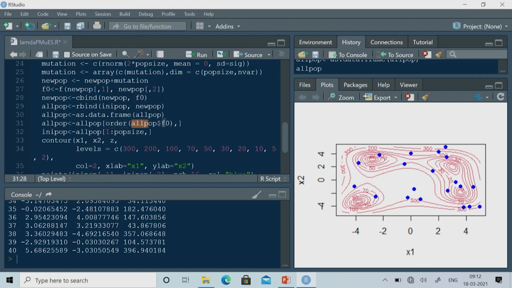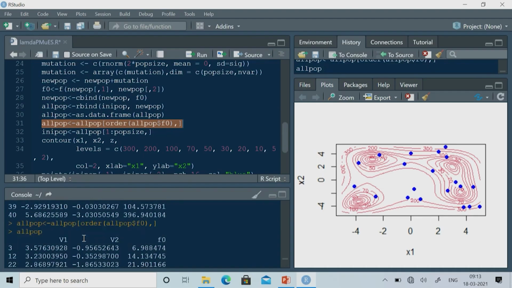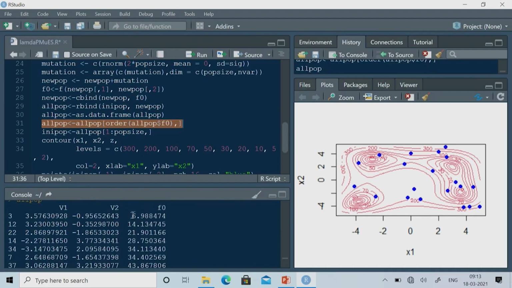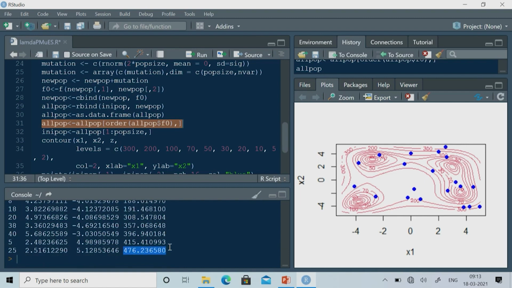I am sorting as per the function value. I am writing this, and if I execute it, I will get the sorted data in order. You can see the minimum function value is 6, that is the base solution, which is at the top, and then it is in increasing order of function value.